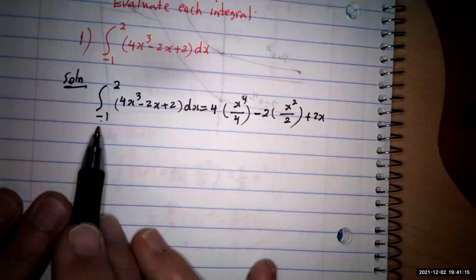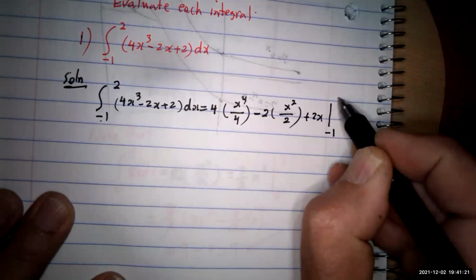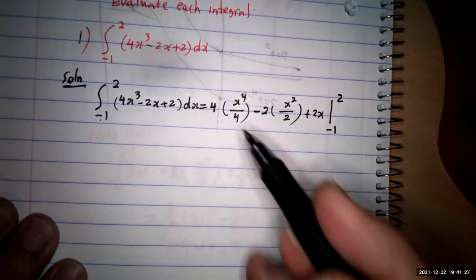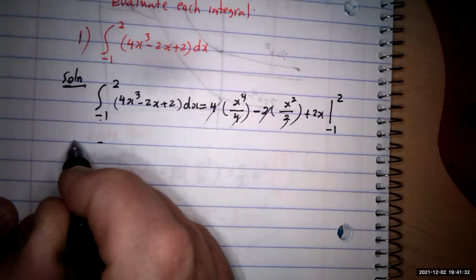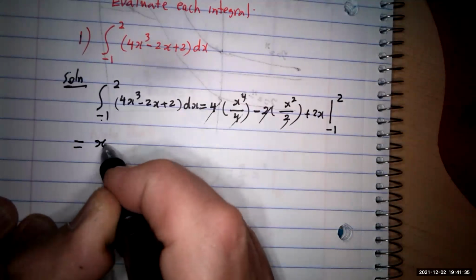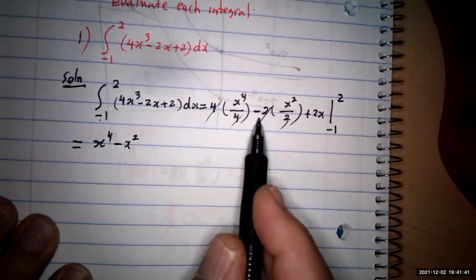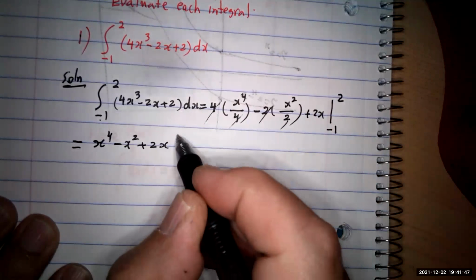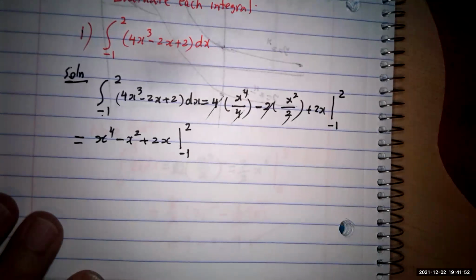Okay, so now you have to evaluate it from -1 to 2. This is the notation that we're going to use. Simplify first, then start substituting. The simplification would be these 2 cancel out, and these 2 cancel out. So you end up with x to the 4th minus x squared plus 2x, to be evaluated from -1 to 2.